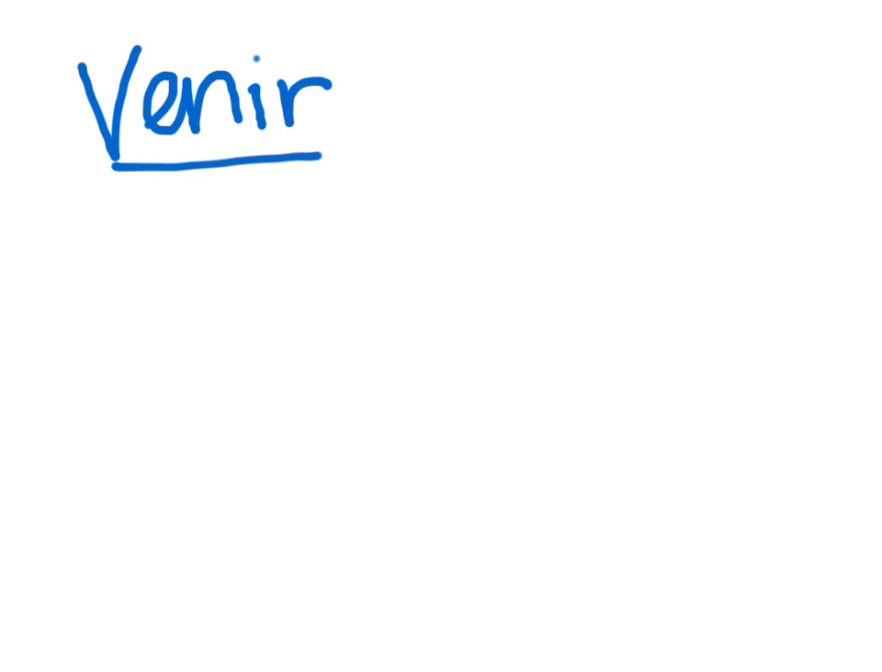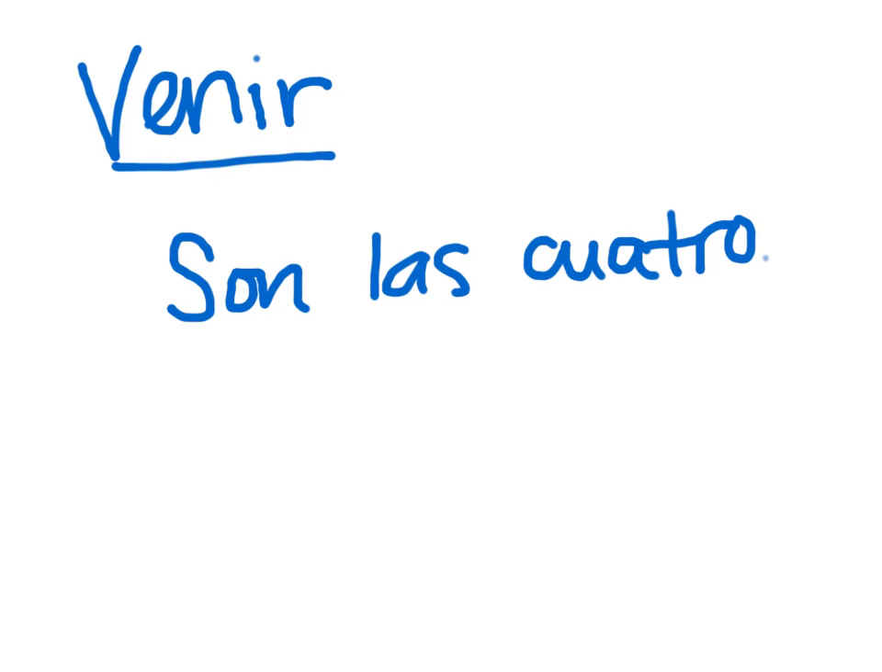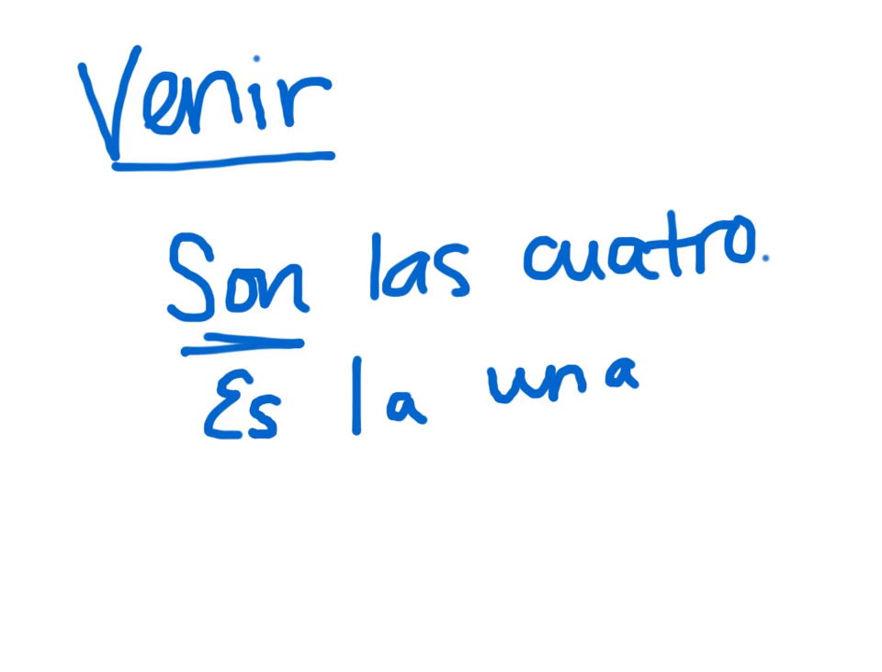Last thing we're going to talk about today is the verb venir with a time expression. You watched the video about telling time already, and Señor Jordan talked to you about how when you say what time it is, you say something like son las 4, like it is 4 o'clock. We always use ser with time, and son is plural, and so is 4, so I want to make them plural together. Son las 4, it's 4 o'clock. And he talked to you about how we use es if it's 1, es la una, it's 1 o'clock. Son las 4, es la una.